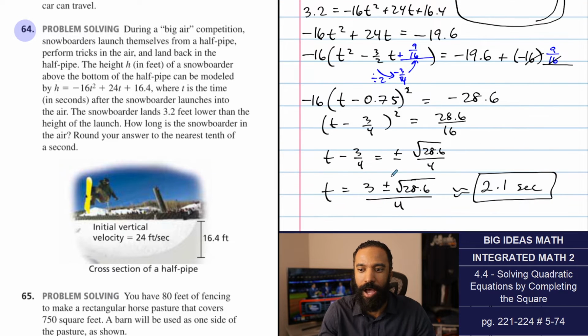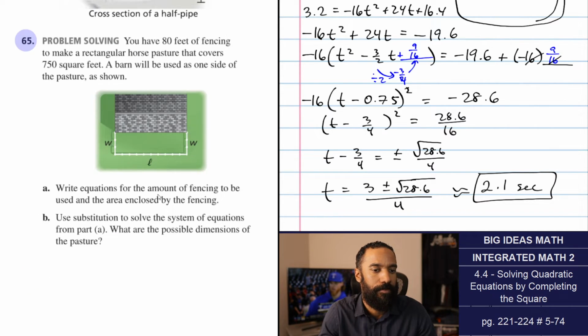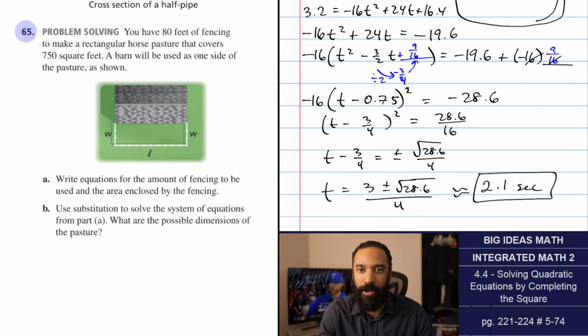So like I said, when I had no concept of where I was with my numbers, that number makes sense. If it was 20 something seconds, I know something would have went wrong. I think everything went pretty right there. You can see that's definitely slowing down with the problems, though. Number 65.